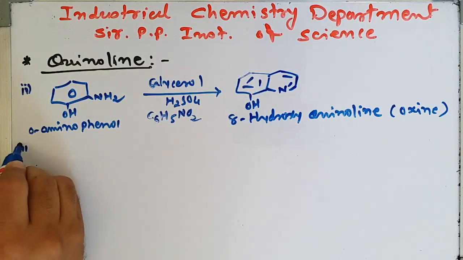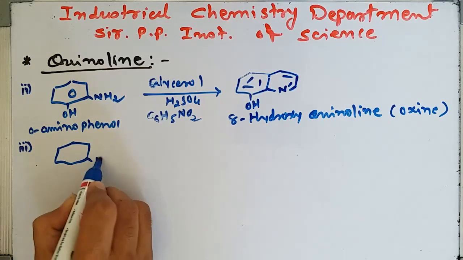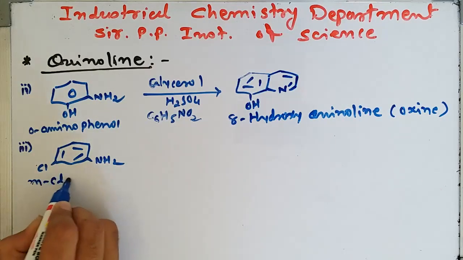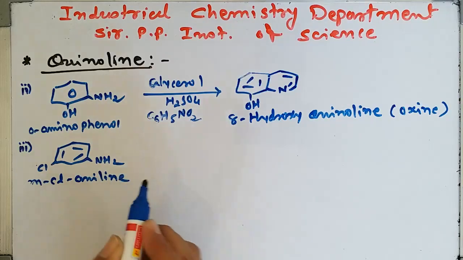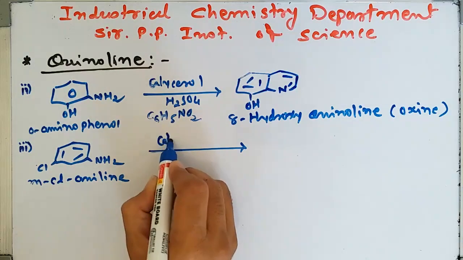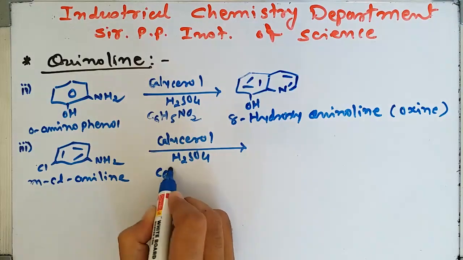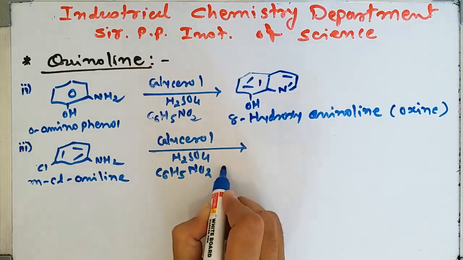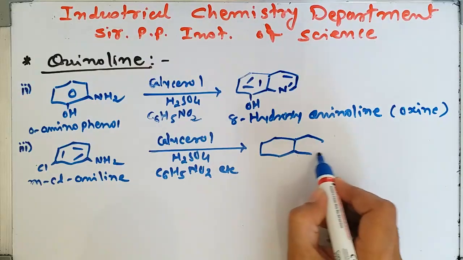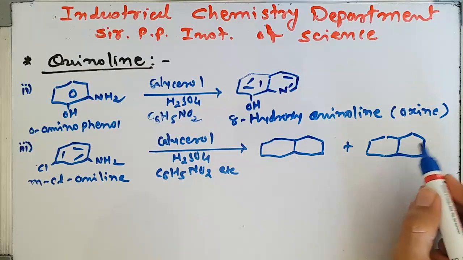So we see number 3, metachloroaniline. This is treated with the same reagents, glycerol, sulfuric acid, nitrobenzene, etc. We get a mixture of 5 and 7 substituted quinoline.